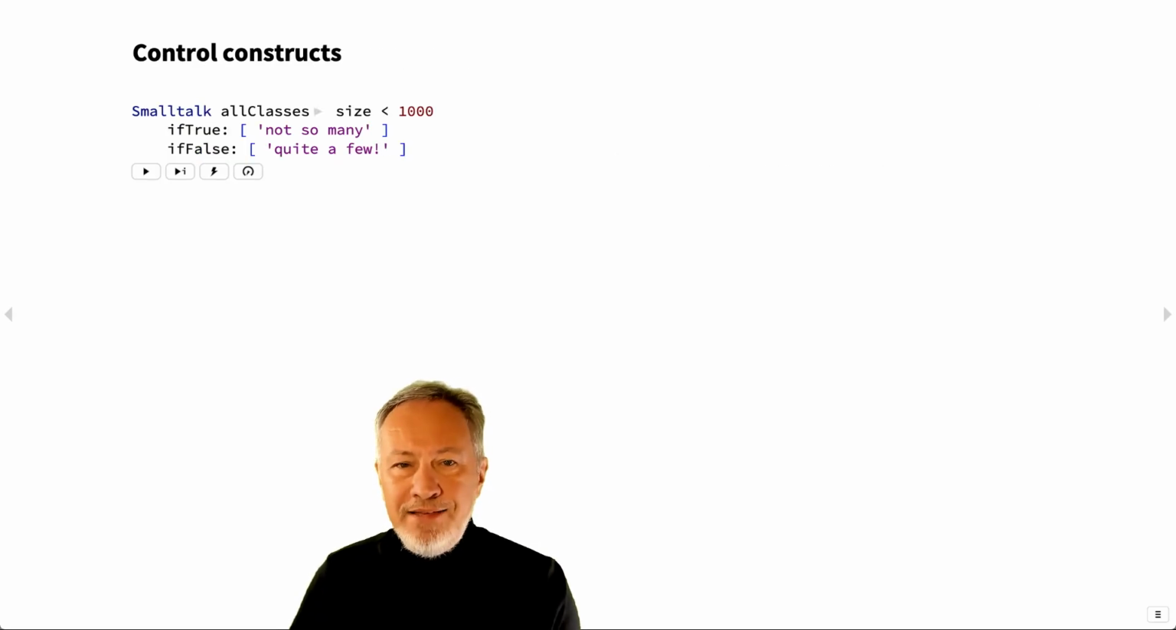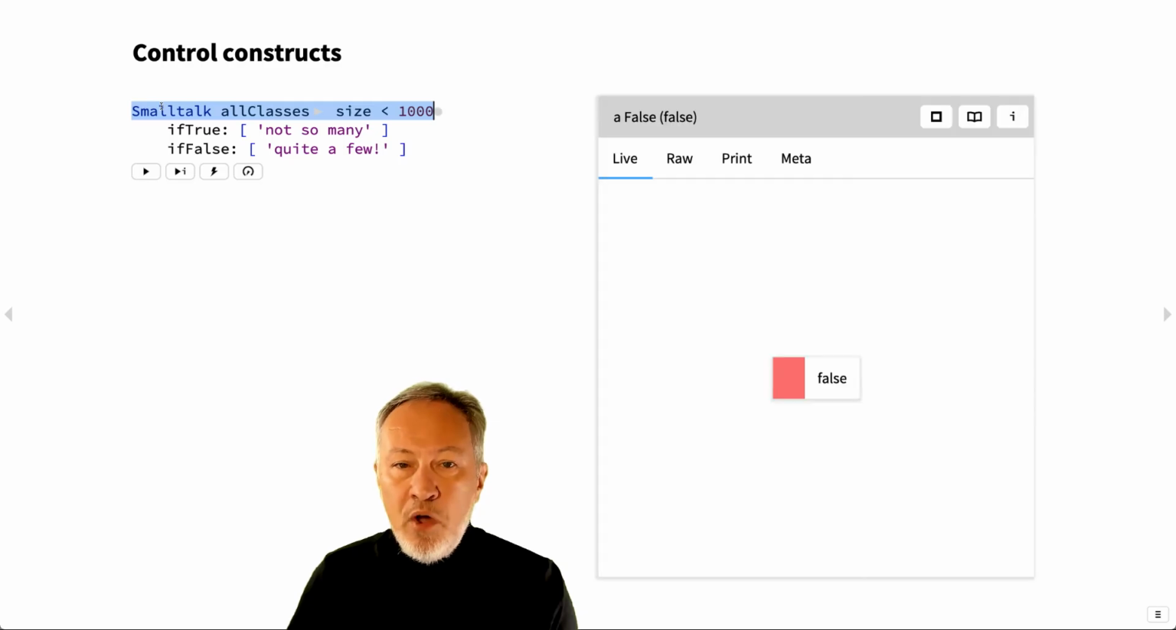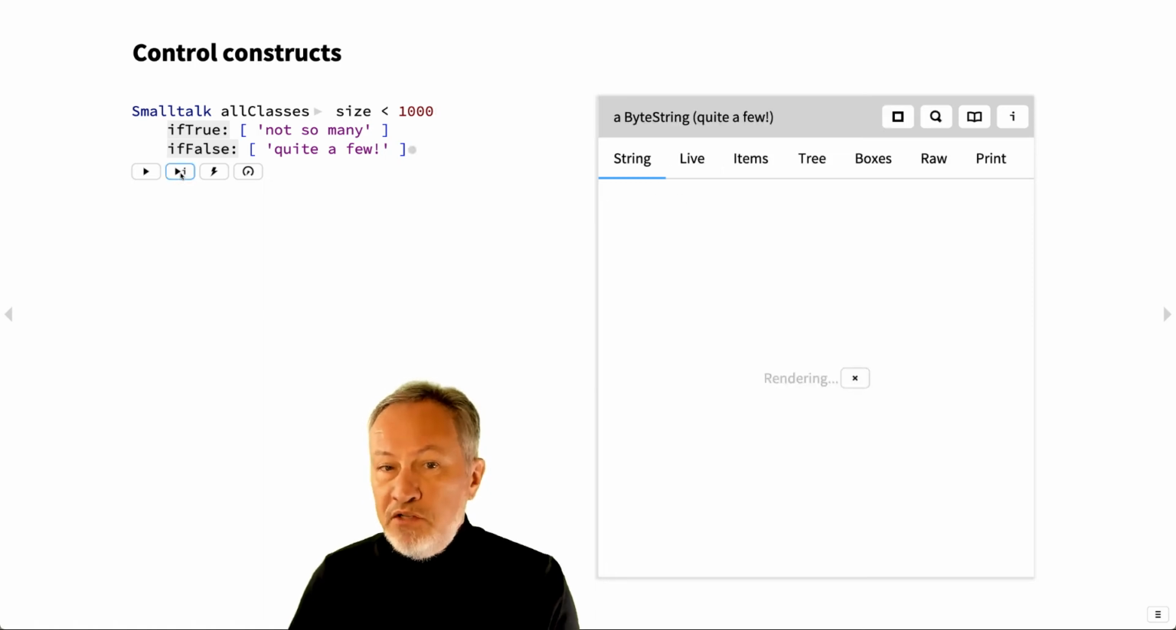Interestingly, Smalltalk has no syntax for control constructs, but instead implements them as messages to objects. Here we ask if there are fewer than 1,000 classes in the system, and then we send that Boolean object the message ifTrue:ifFalse:. If it's true, we get one string back, else the other.